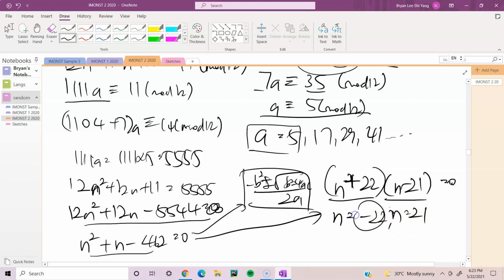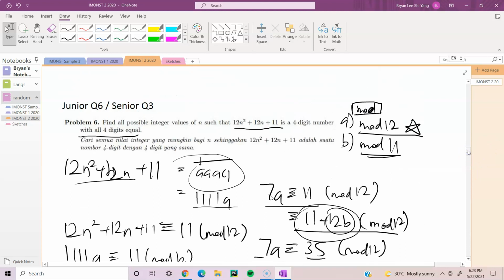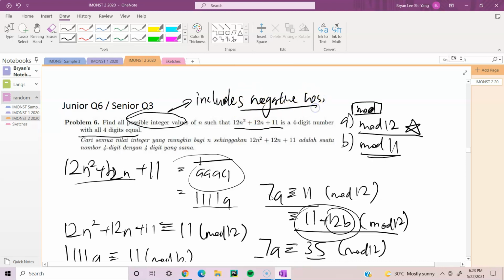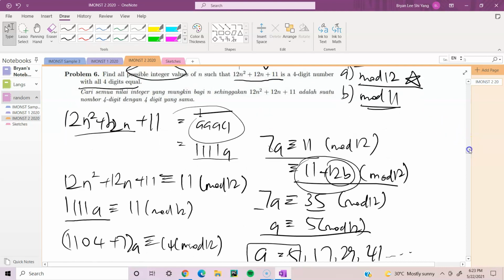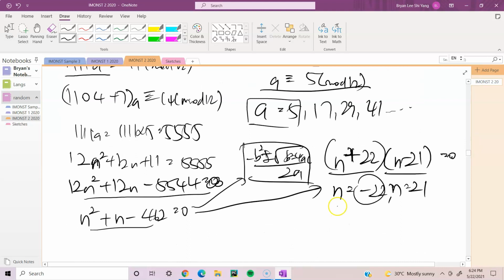Now, in this problem, negative 22 is acceptable because why? Look above. They want all possible integer values. This includes negative numbers, so this is a very important detail not to miss out. Okay, so this is, I think, all that you will have to do for this problem 6. So QED, because there are only 2 solutions.